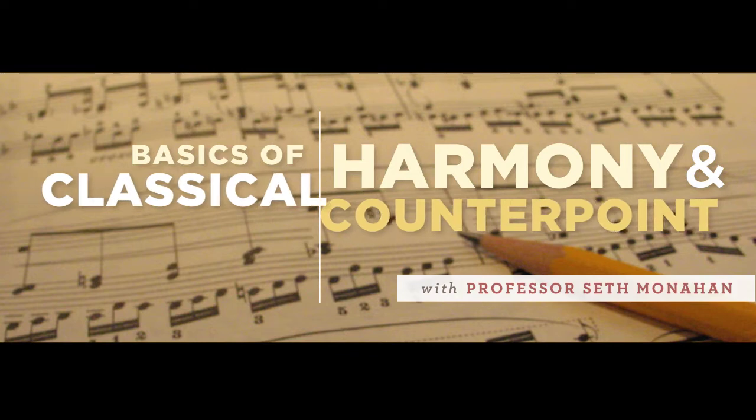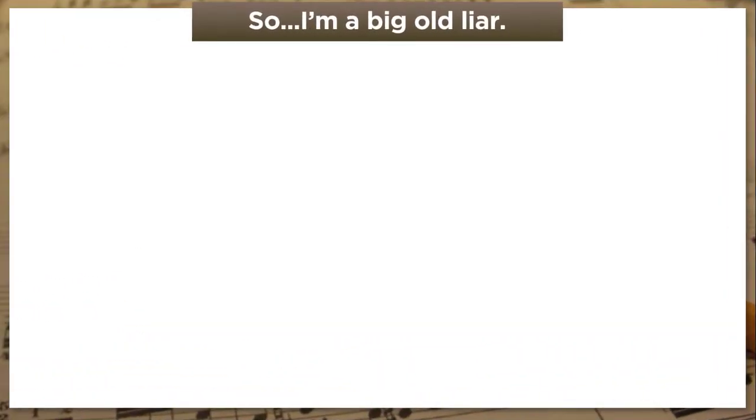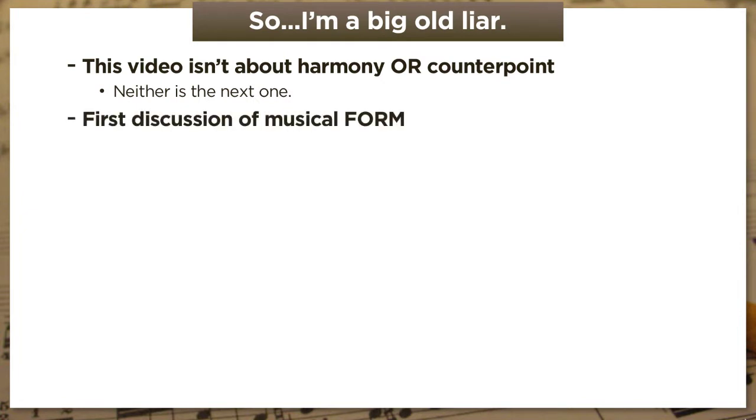Today's video seems to have something of a grammatical theme because we're going to be learning about things called sentences and periods. Now, if you happen to already know what sentences and periods are, then you'll also have figured out that I'm apparently a big old liar, because this video isn't actually about harmony or counterpoint at all, and neither is the next one. Instead, we're going to take a break from harmony to make our first foray into musical form. More specifically, we're going to look at two of the most common small forms in the classical style. Forms that are usually only one or two phrases long, depending on how you define phrases. On the whole, most will last about 8 to maybe 16 bars.